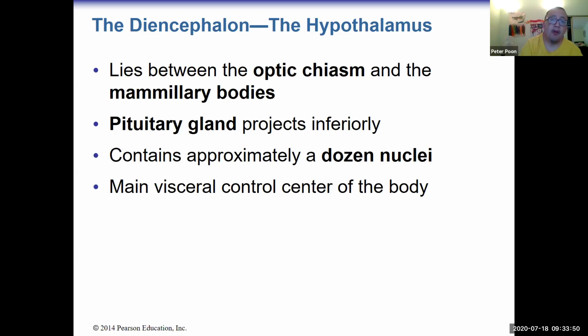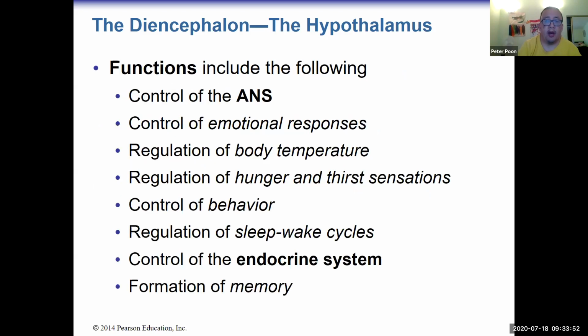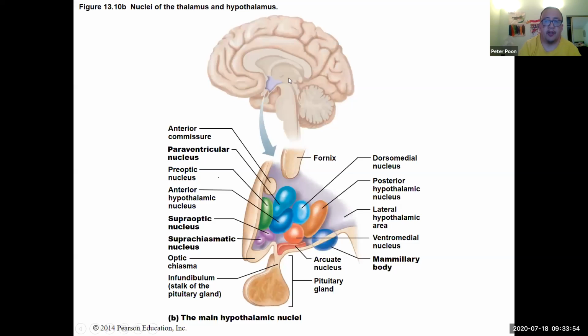All right, the hypothalamus. The hypothalamus is a very small feature right here. It has a whole bunch of nuclei. Each nucleus is a bunch of neuronal cell bodies that's responsible for one thing.